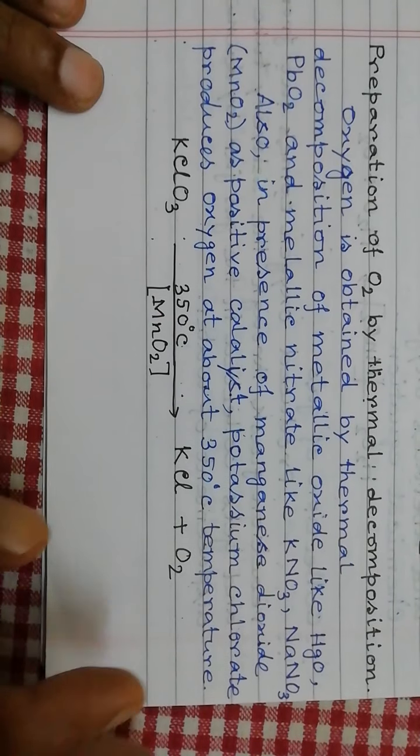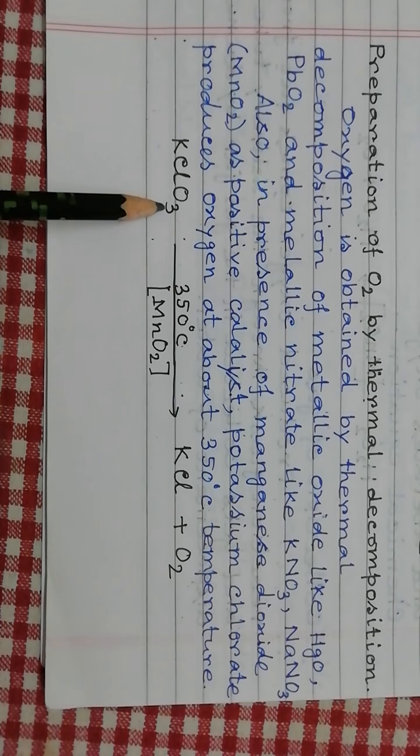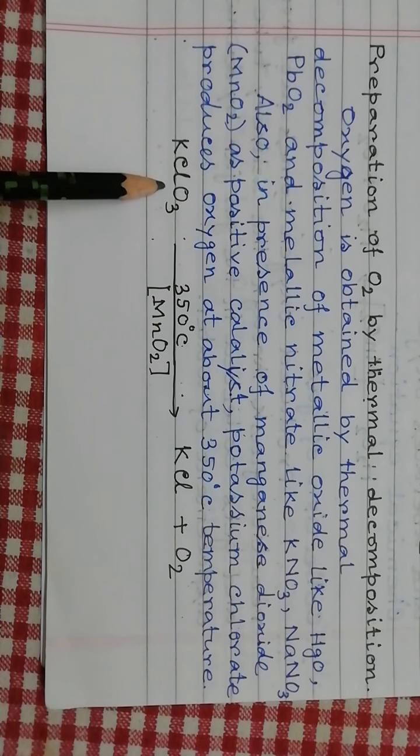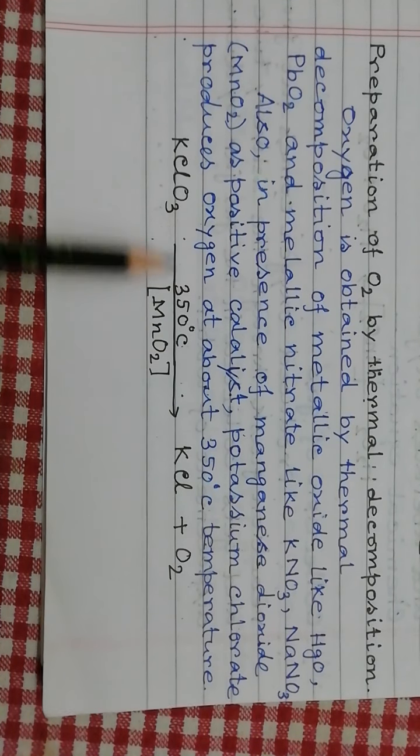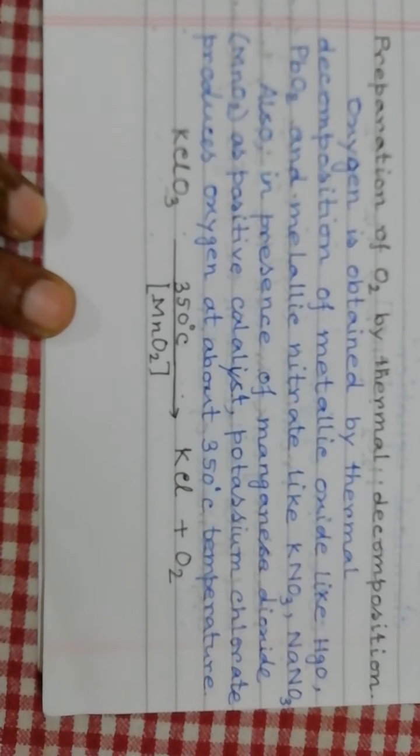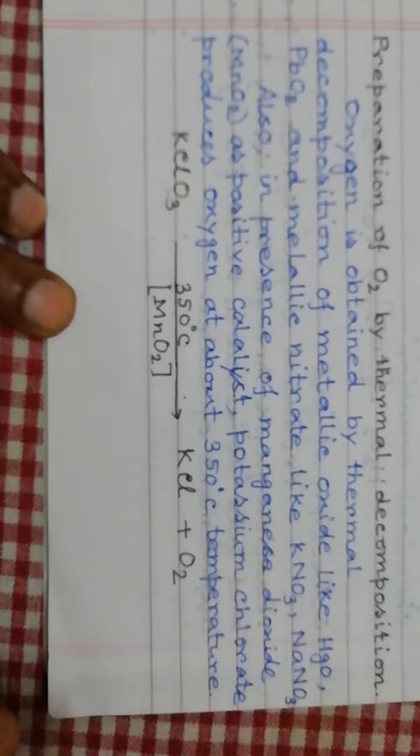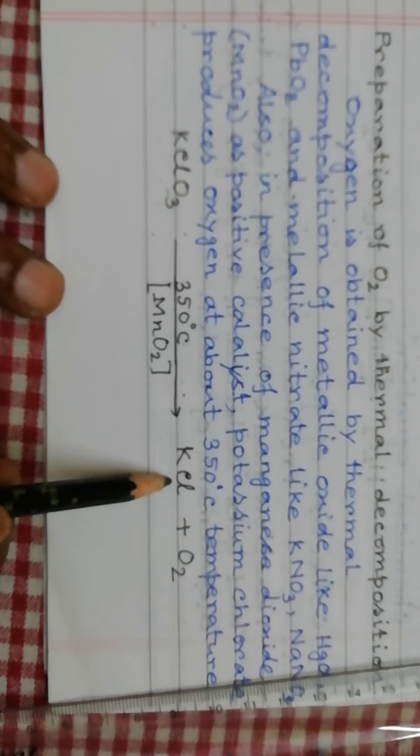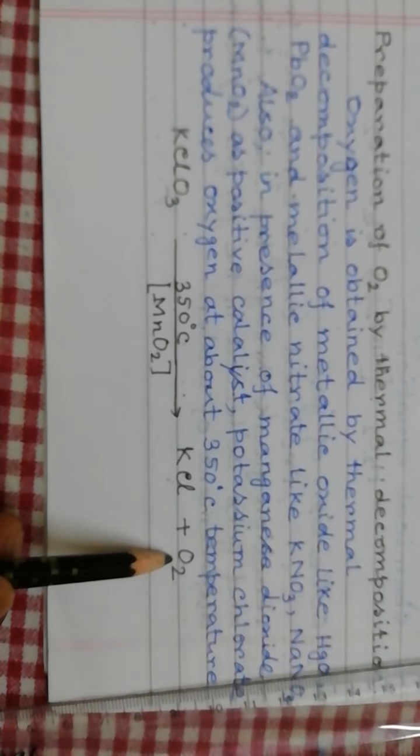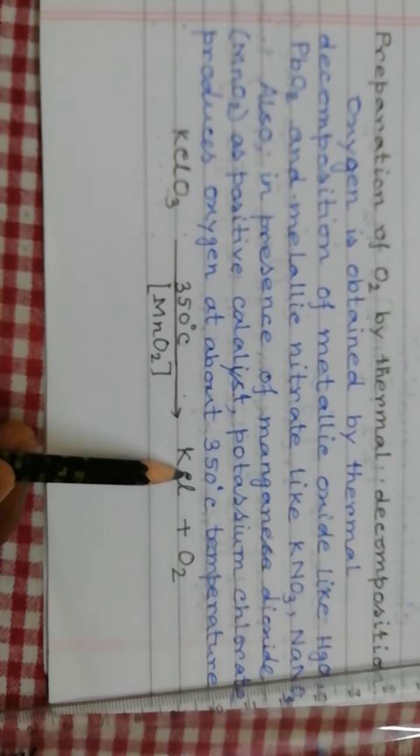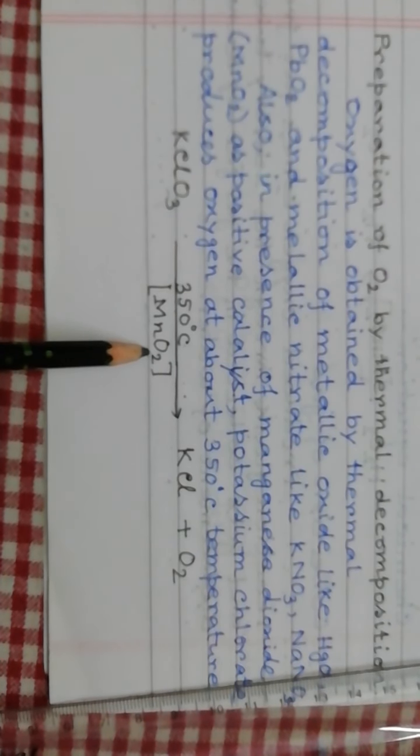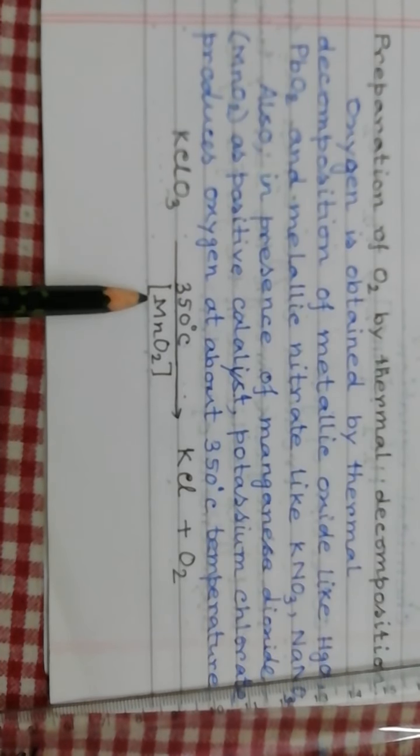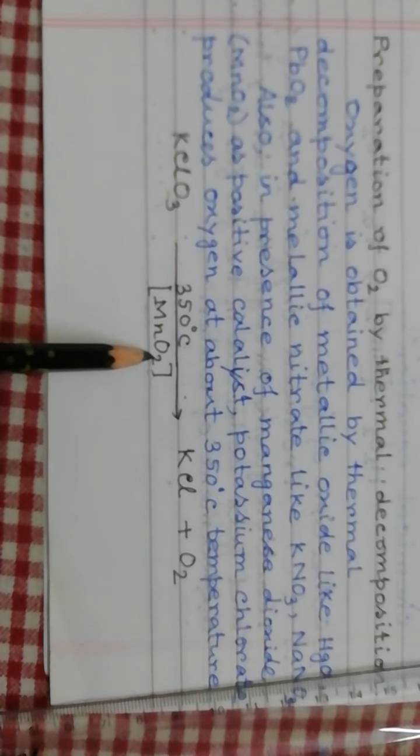Here when the potassium chlorate, KClO3, is heated at about 350 degrees centigrade, then it decomposes into potassium chloride, KCl, and produces oxygen. And in this reaction MnO2, manganese dioxide, is used as a positive catalyst, and this third bracket shows that this substance is a catalyst.